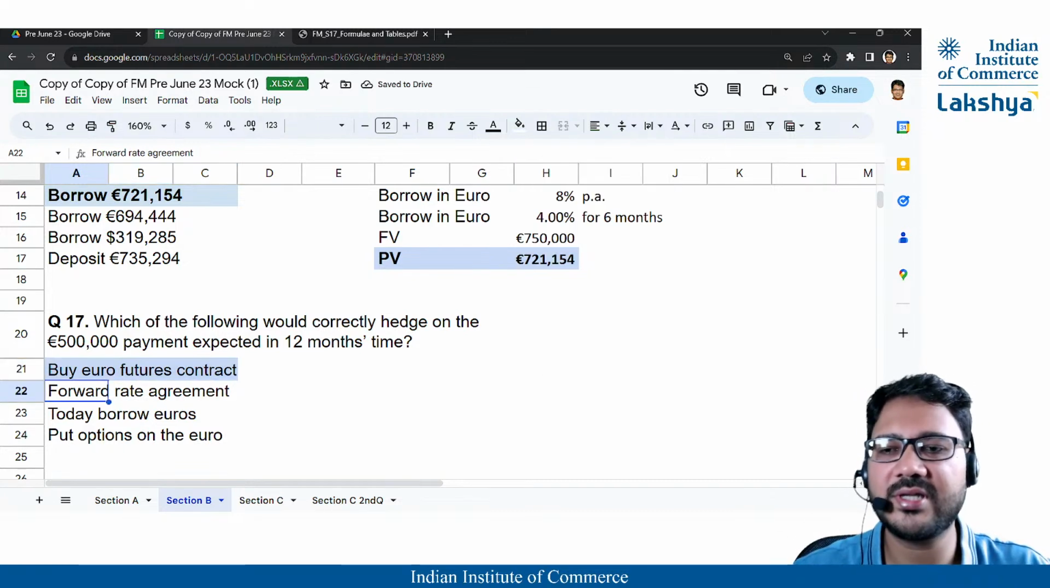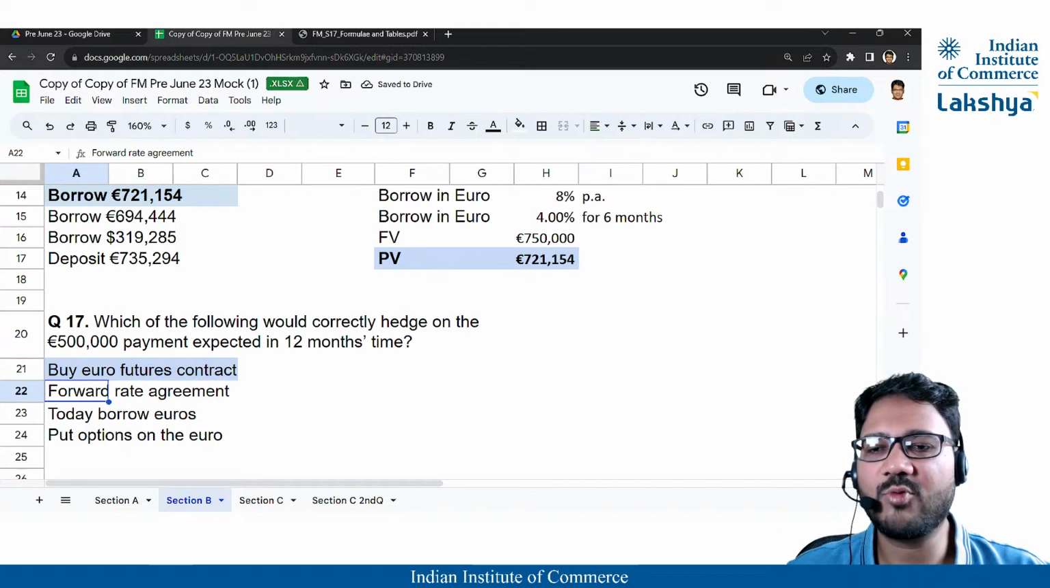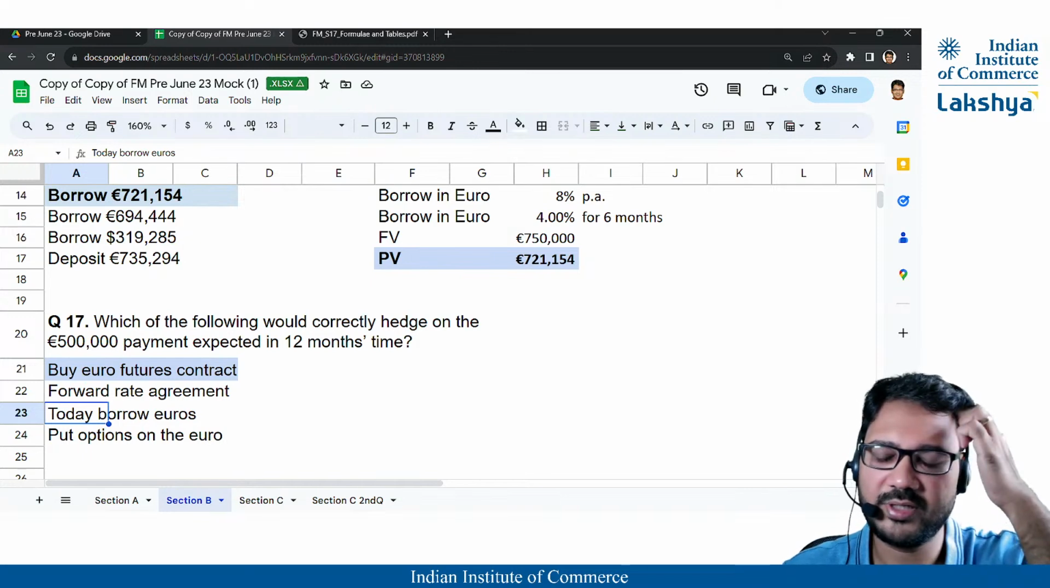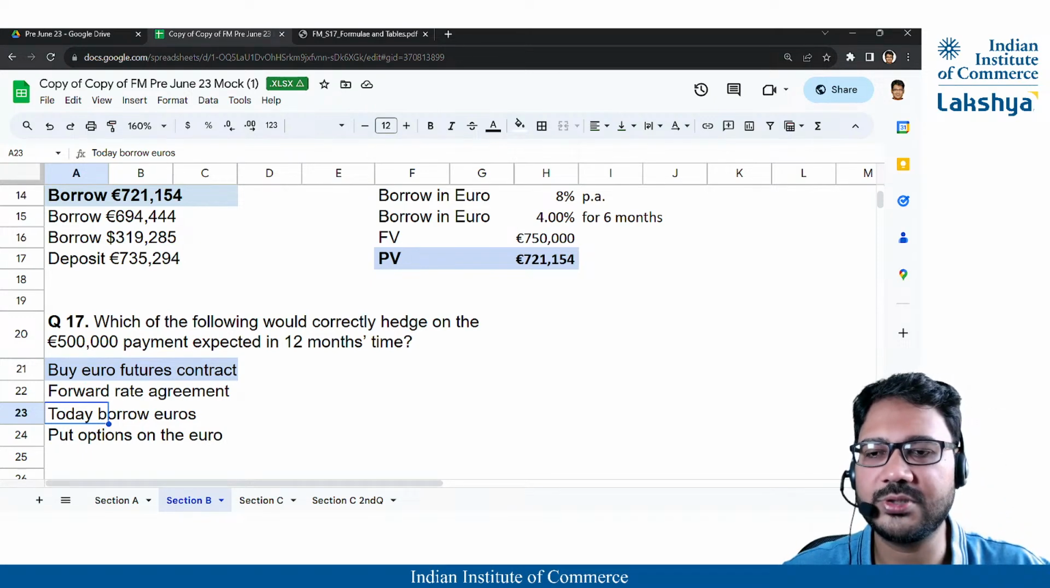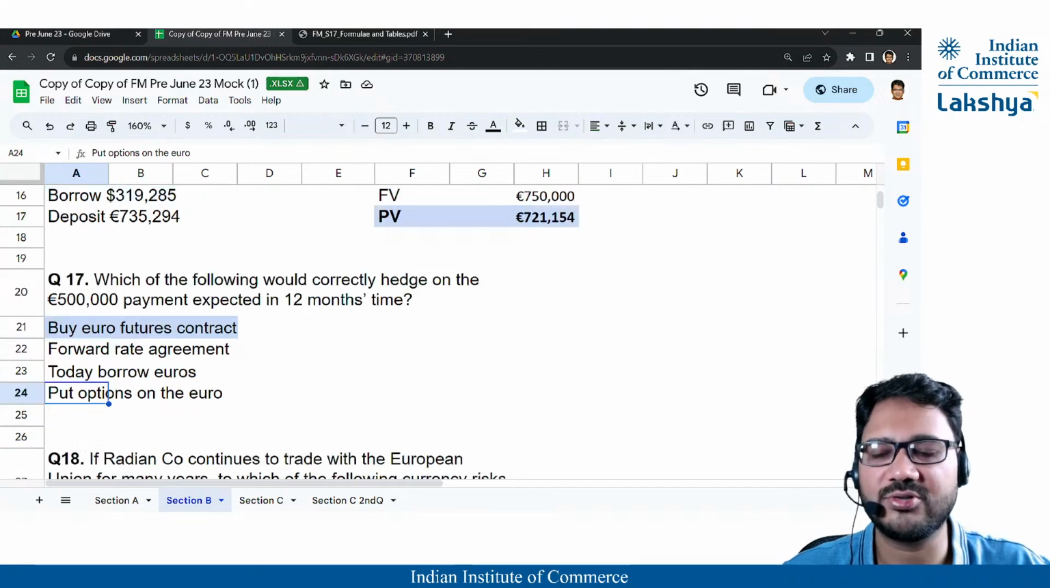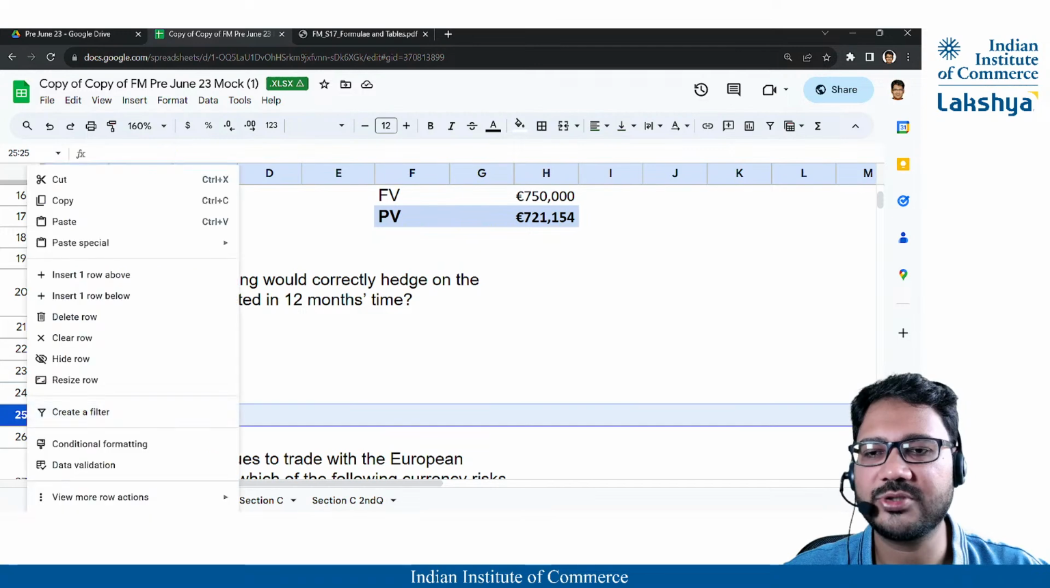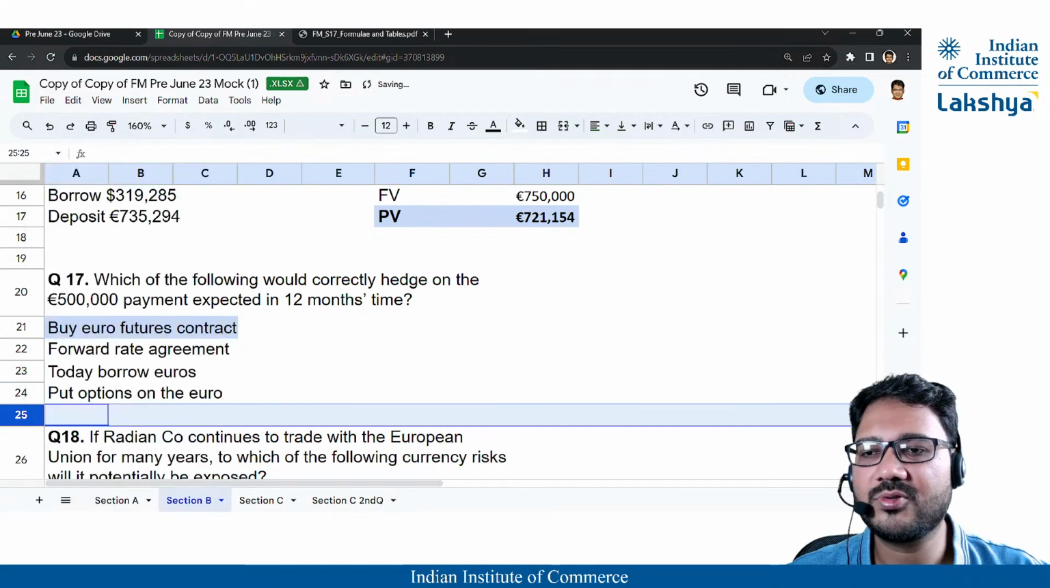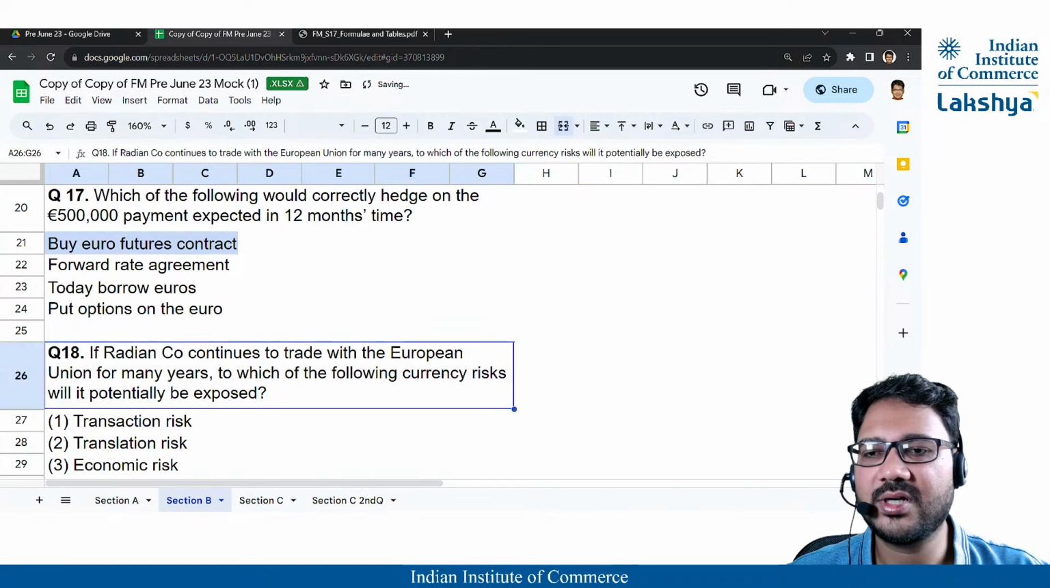Got lucky, but we'll still read the other options. What about forward rate agreements, buy or sell? Today borrow euros: why should I borrow euros today only and pay interest on it for 12 months? I need it after 12 months. And put option: a put option is the right to sell euros. I don't want the right to sell, I want the right to buy, the call option. So buy euro futures is the correct answer.